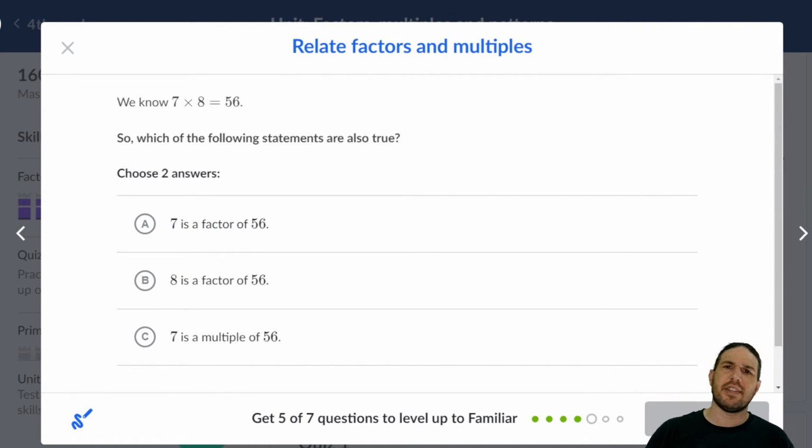We know that 7 times 8 is 56. So which of the following statements are also true? 7 is a factor of 56, and 8 is a factor of 56. Those are the two things that you multiply together to make 56.